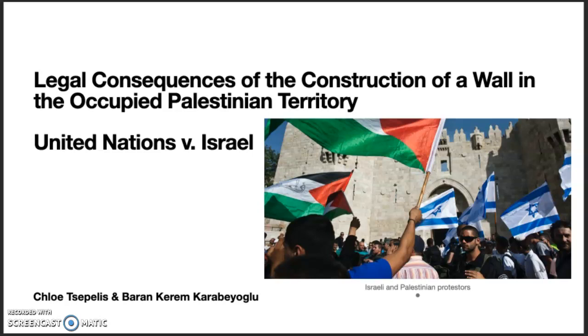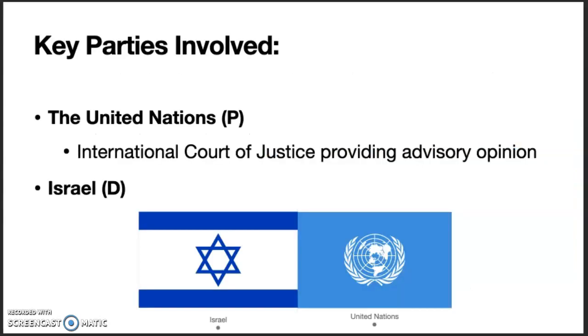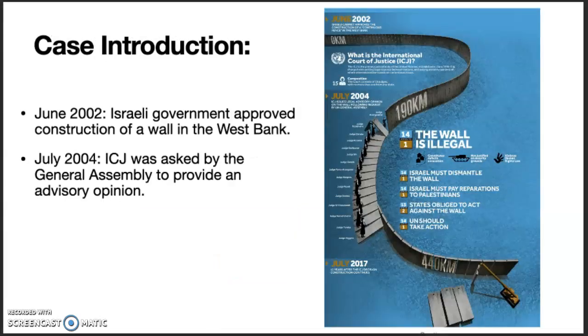The legal consequences of the construction of a wall in the occupied Palestinian territory, United Nations v. Israel, by Chloe Polisci and Baron Caraballo. The key parties that were involved during the proceedings of this case were the United Nations as the plaintiff and the government of Israel as the defendant. The International Court of Justice, or the ICJ, was involved for providing advisory opinion on the case.